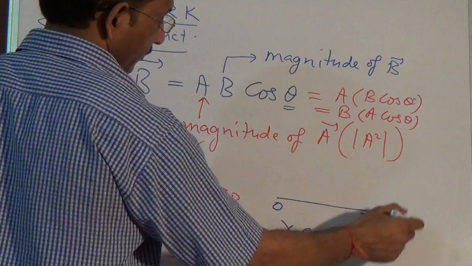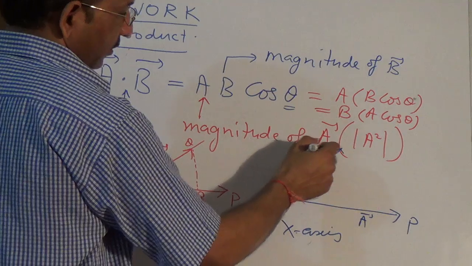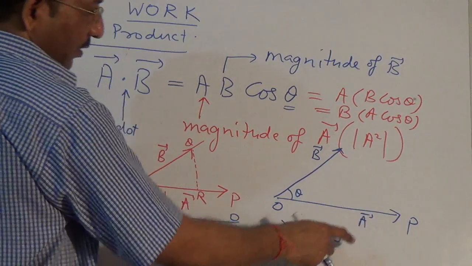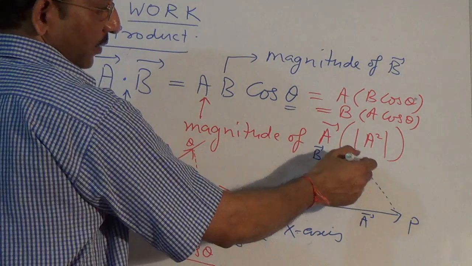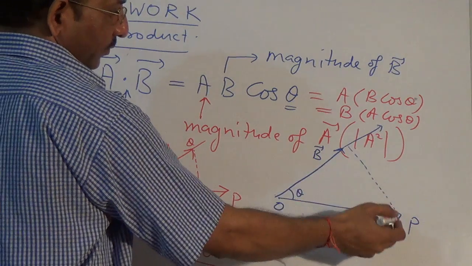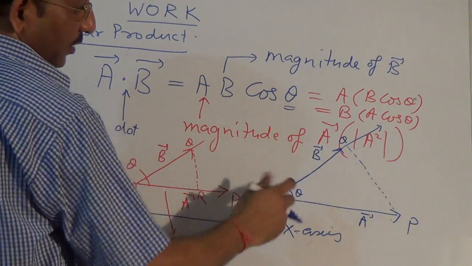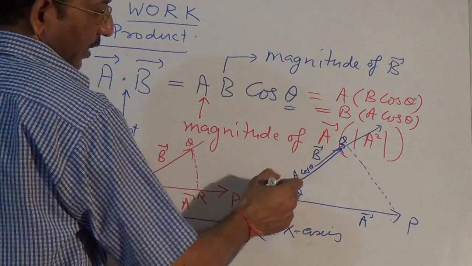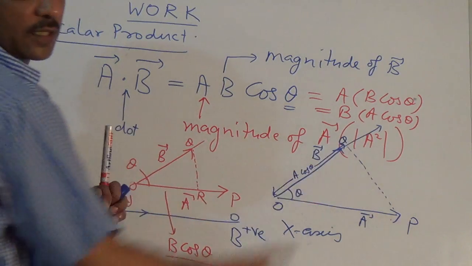The second situation is, I have this vector A, this is OP, and this is vector B, at angle theta. Now we are drawing a perpendicular from vector A to vector B. Suppose this is the perpendicular on vector B, P, Q you can say. So this distance on vector B is A cos theta. This is known as the projection of this vector A on the vector B.